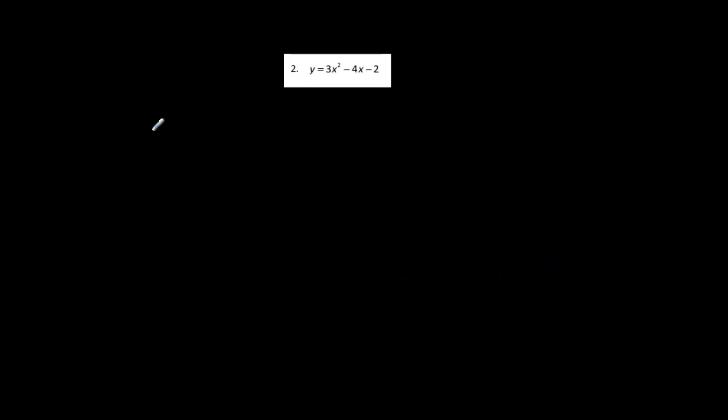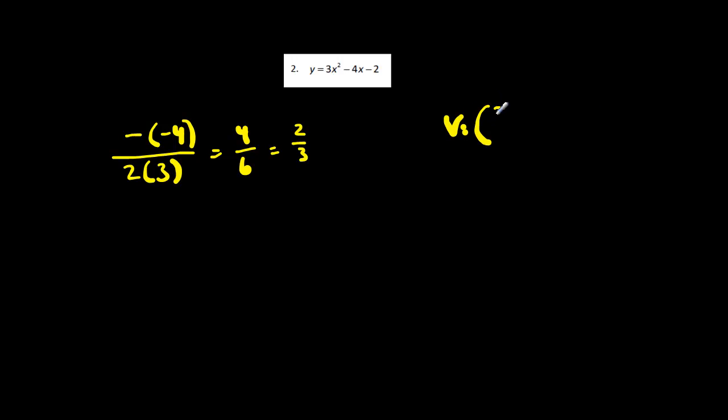Number 2, same thing. So the opposite of b over 2a is 4 over 6, which is 2/3. So the x-coordinate is 2/3. Let's plug in 2/3 and see what we get out of it.